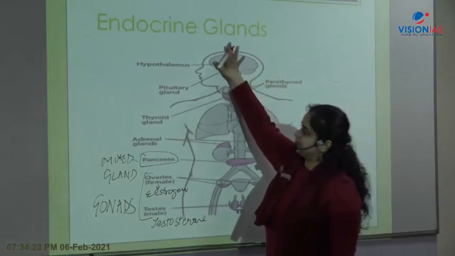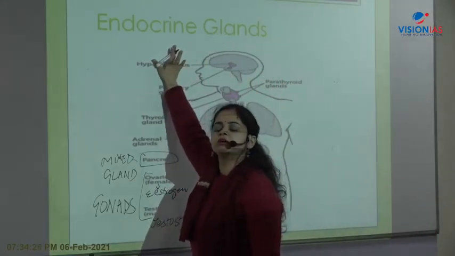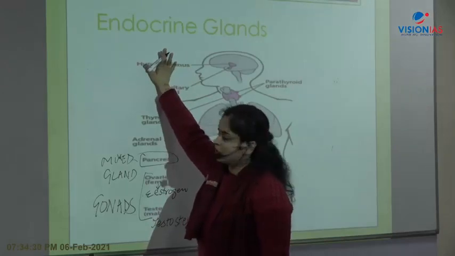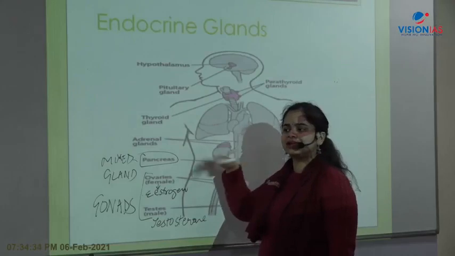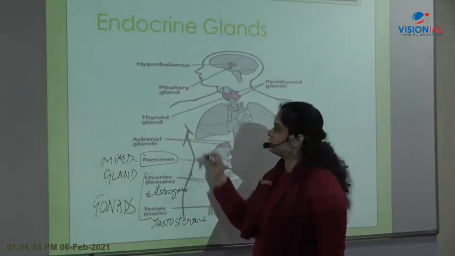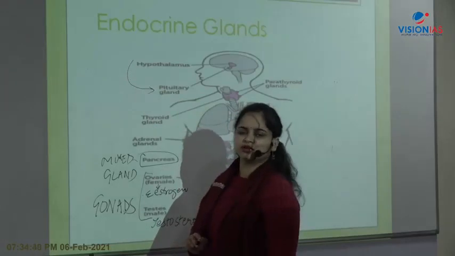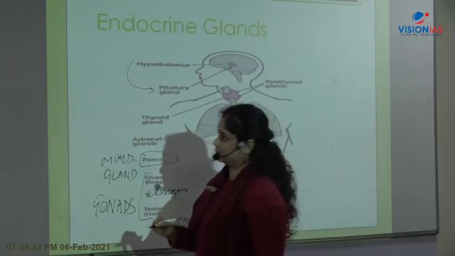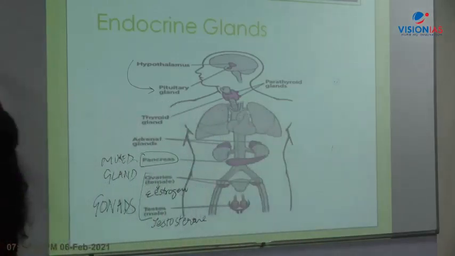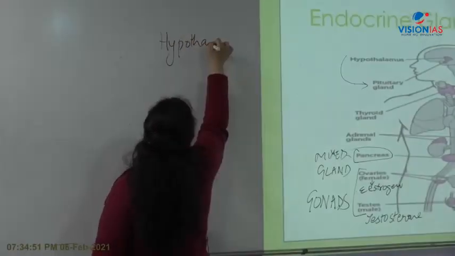The hypothalamus, its role is to stimulate the pituitary gland. So there are glands which have a function of stimulating other endocrine glands. So hypothalamus stimulates the pituitary gland. How? It does that through two hormones. So let's write down about the hormones of hypothalamus.